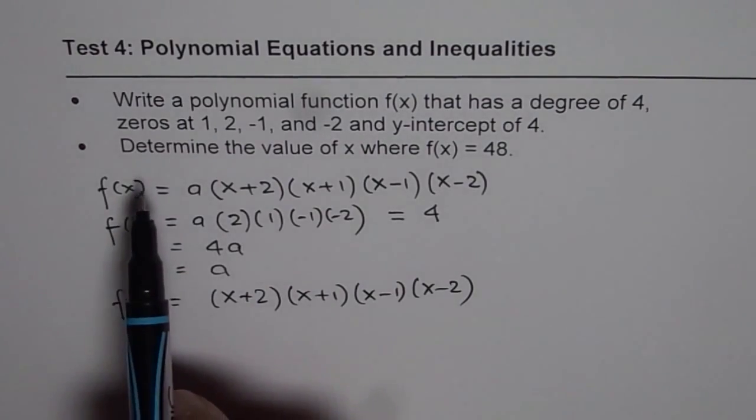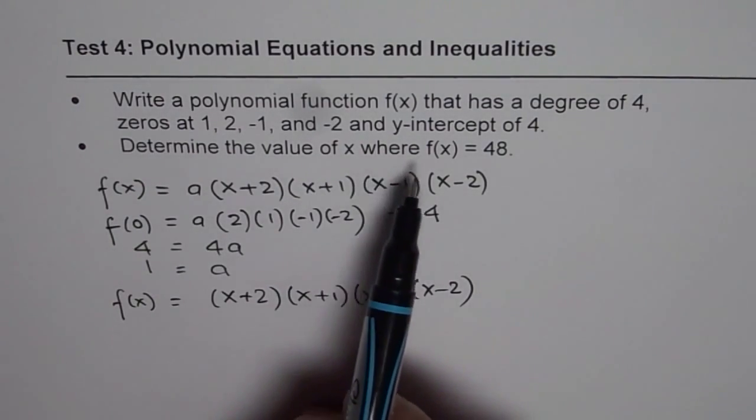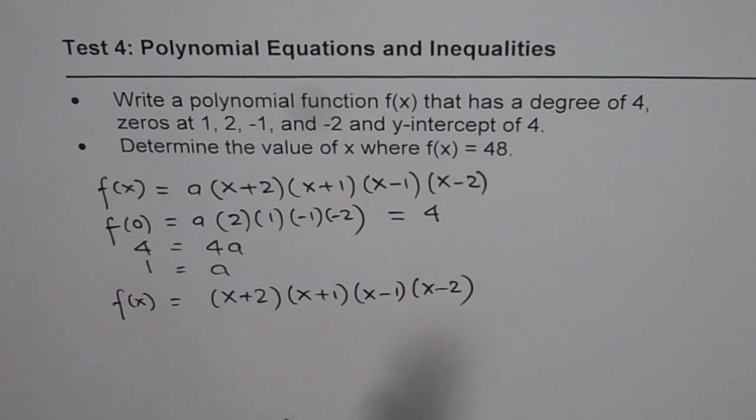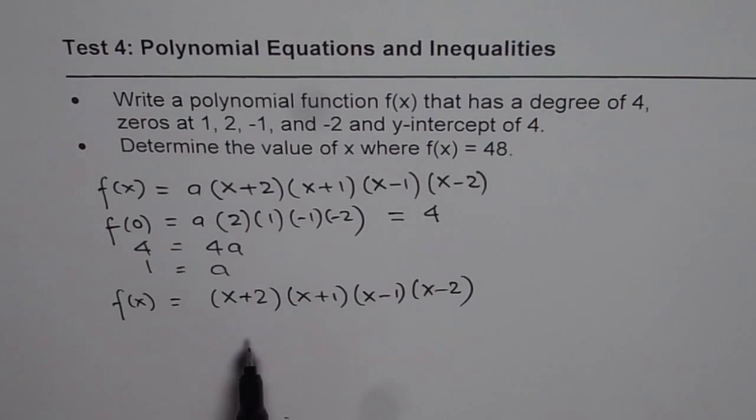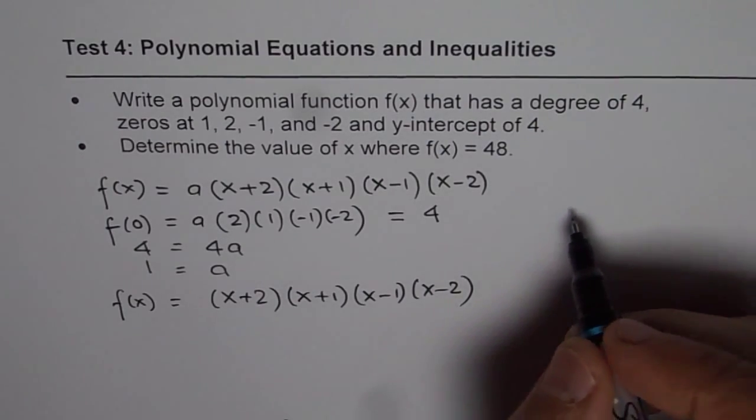Now the second part is determine the value of x where f of x is equal to 48. I have seen some students plugging in 48 here, expanding, factoring, dividing, and then trying to get an answer, which is very difficult to get. The solution for this is very simple.